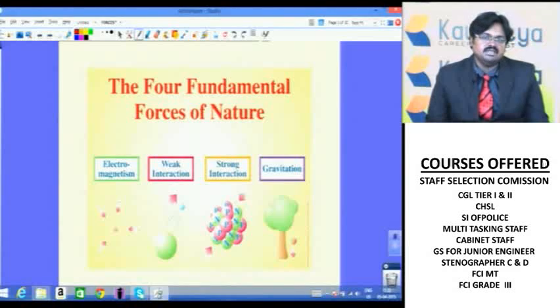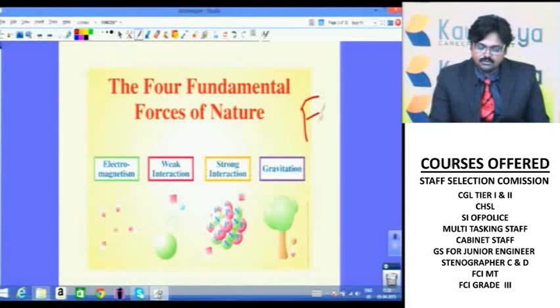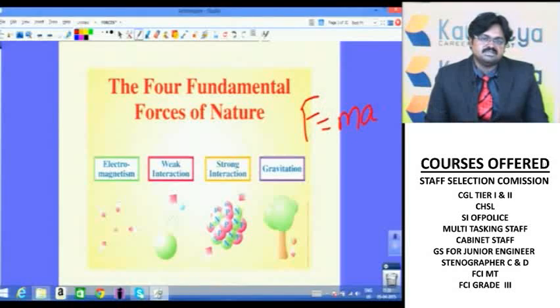Now I am defining the force this way using Newton's second law. Newton's second law says that F is equal to ma. We have discussed Newton's second law in detail in Newton's laws of motion. So how do you define a force? A force is a physical quantity that when applied on a body gives it an acceleration. So that is how I define force.